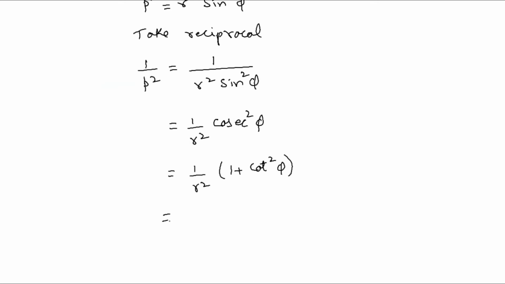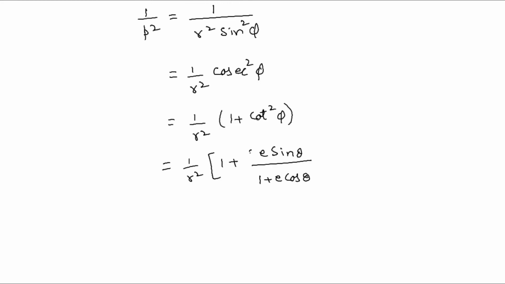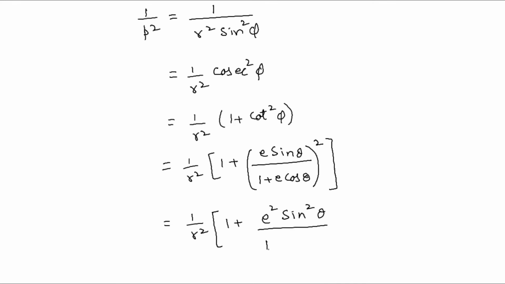So this will be equal to 1 by r square into 1 plus, where the value of cot of phi is e sine of theta divided by 1 plus e cos of theta. We need to square this, cot square of phi. So this will be equal to 1 by r square into 1 plus, and let us square both the numerator as well as the denominator. You'll get e square sine square of theta divided by 1 plus e cos of theta whole square.